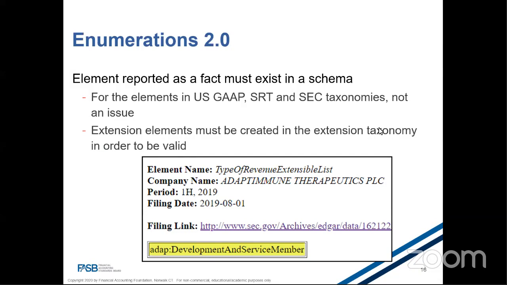I'm not picking on this filer, but it's a real example. And they've reported this fact of development and service member, which is perfectly fine. Okay, I don't want that to be thought that that's wrong. It's an extensible list. It allows for the list of values to be augmented. That's all great, but because it was just a regular expression pattern and not the validation, this element now has to be created as an extension element in the filer's extension taxonomy.